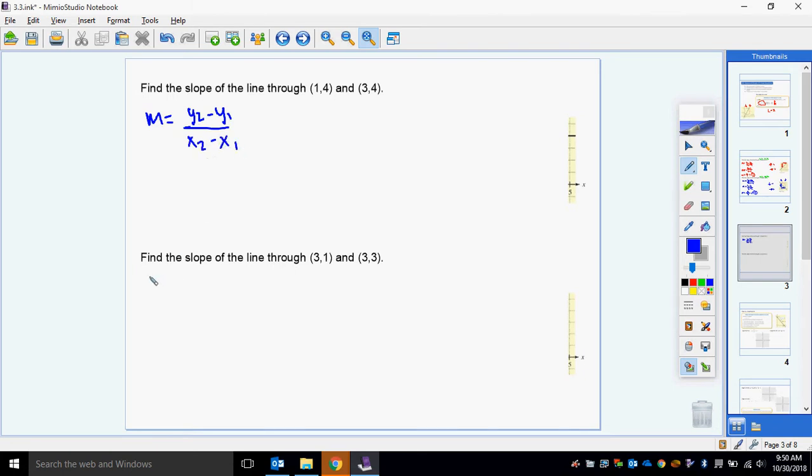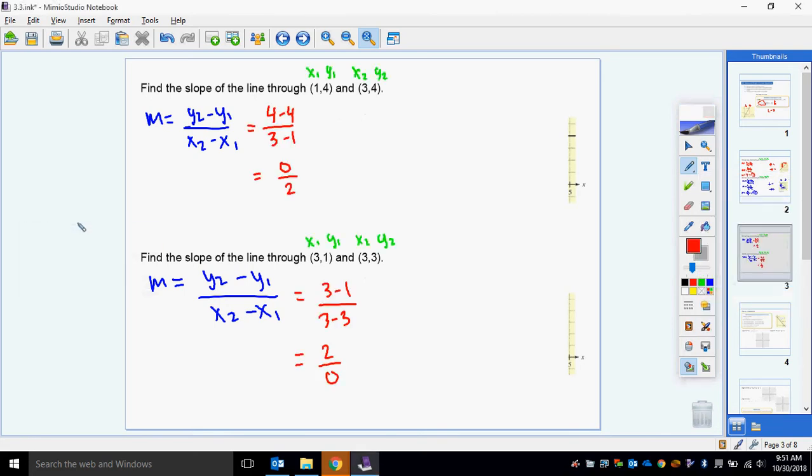And I want you to find for me the slopes of the top problem and the bottom problem. So this one and this one for me. Okay, on the top equation, you had 4 minus 4 and then 3 minus 1, so you got 0 over 2. And on the bottom problem, you had 3 minus 1 over 3 minus 3, so you had 2 over 0. So these are completely different answers, right?